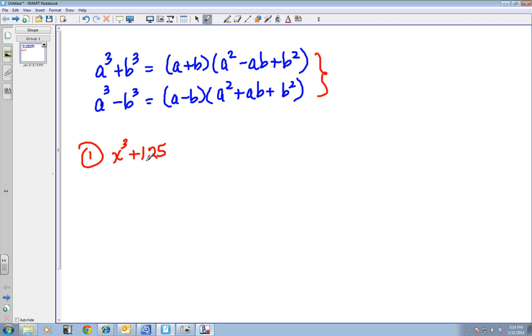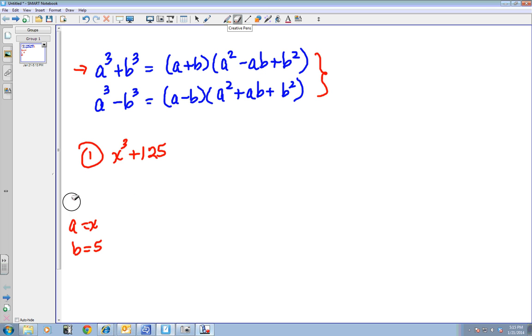The first thing we need to realize is that this is the sum of cubes because when I cube x, I get x cubed. When I cube 5, 5 times 5 is 25, 25 times 5 is 125. These are both something cubed, and I'm adding. So I'm going to use this formula. If you want to say my A is x and my B is 5, I'm just going to take these things and plug them into that formula.